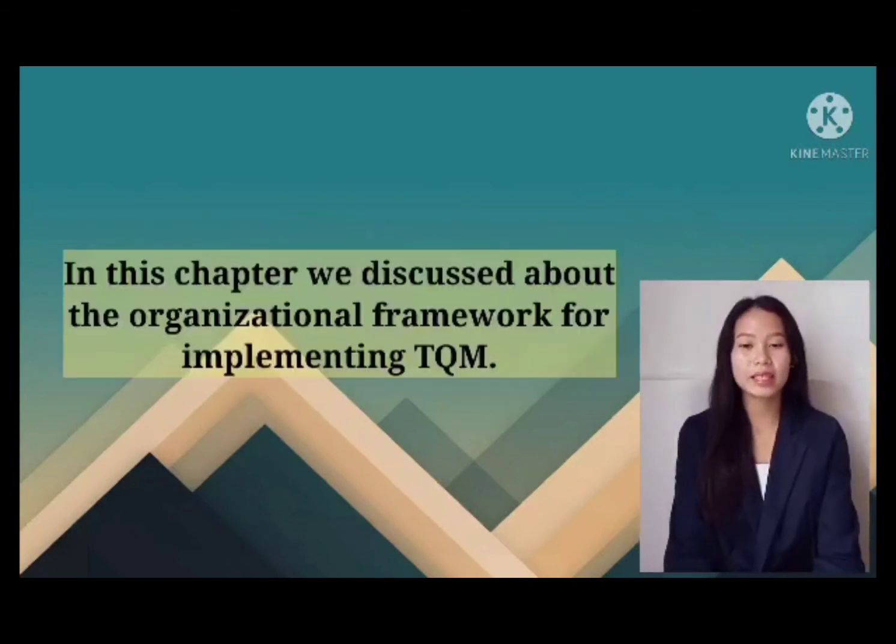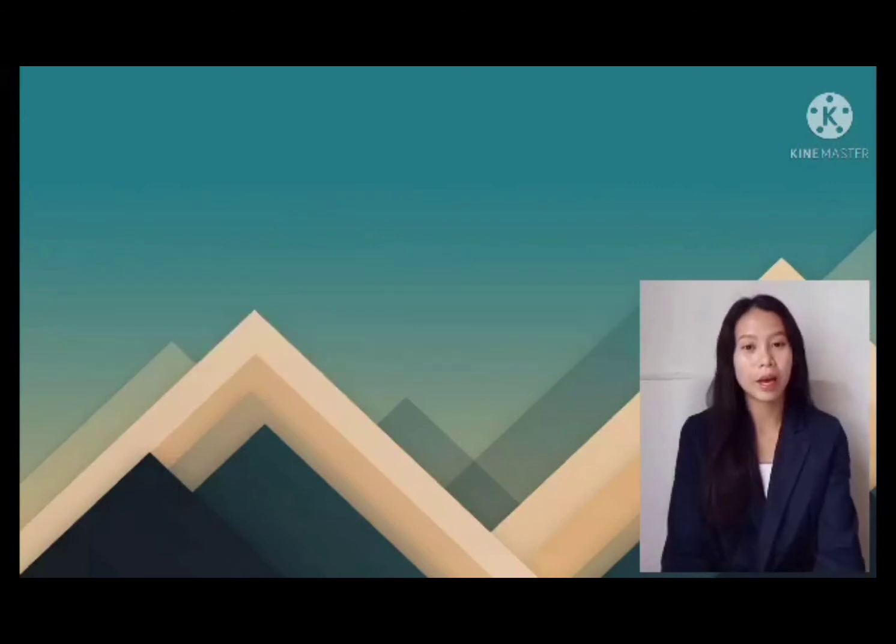In this chapter, we discussed the organizational framework for implementing TQM. We hope that you learned something from our report.